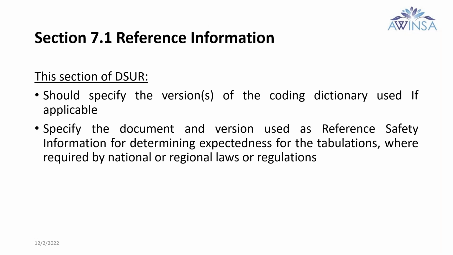So this section of reference safety information should specify the version of the coding dictionary. Whatever MedDRA version has been used should be specifically mentioned. And the reference information, it's not the reference safety section, it's the reference information section, what I mean to say. This should specify the document and version which is used as RSI for determining the expectedness for the tabulations, wherever required by any national or regional laws or regulations.